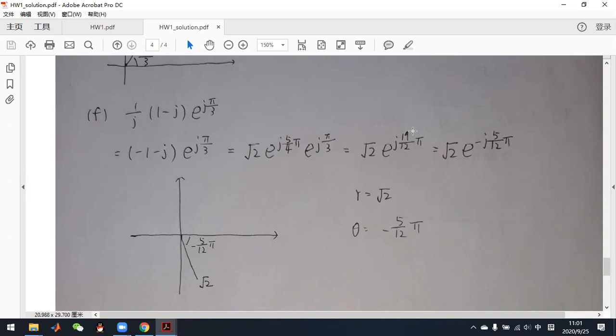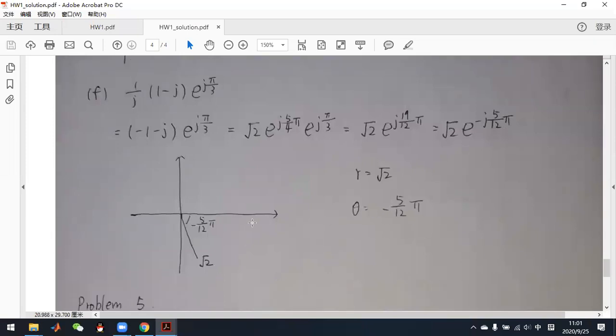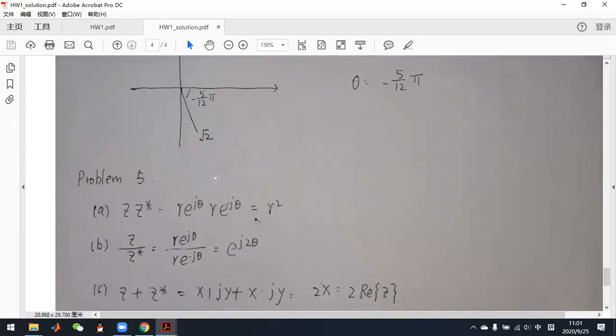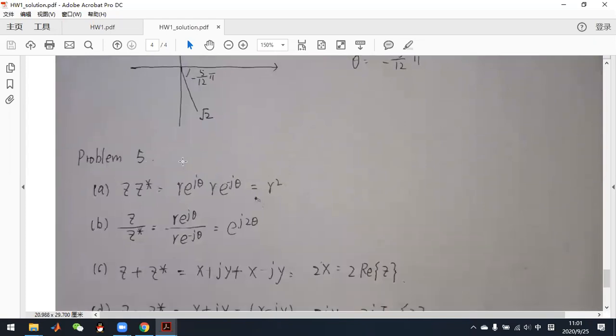If we write the angle in the interval between minus pi and pi, it is minus 5 pi over 12. So the complex number in the complex plane is like this. The magnitude is square root of 2, and the angle is minus 5 pi over 12. And problem 5. These are very useful properties of complex numbers.